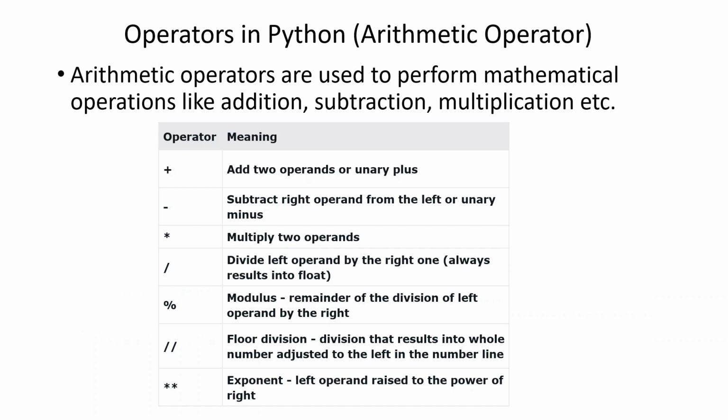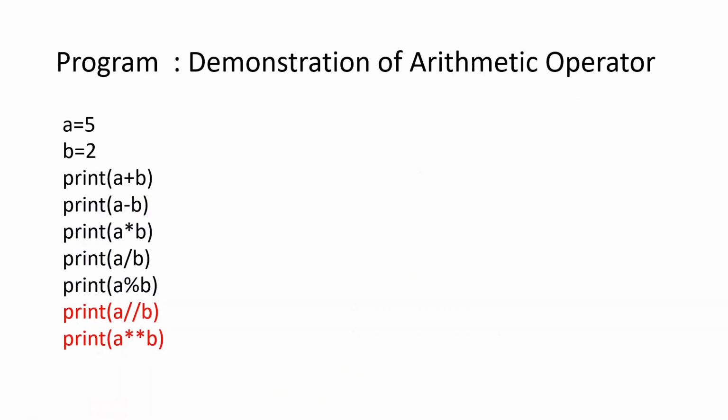Arithmetic operators are used to perform mathematical operations like addition, subtraction, and multiplication. This is your arithmetic operator. Add two operands or unary plus, then subtract the right operand from the left or unary minus. Multiplication, and this operator is for division. Modulus gives the remainder after division. Floor division is division that results in a whole number adjusted to the left on the number line. Then exponent, the left operand raised to the power of the right. If I give x double asterisk y, it is just like x raised to y. So this is a demonstration of arithmetic operators.